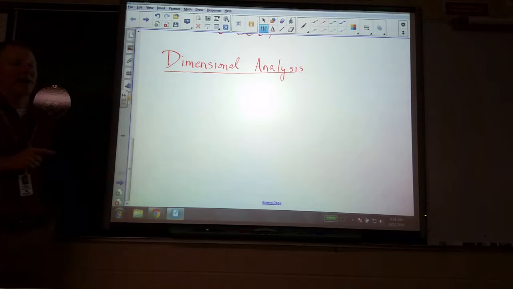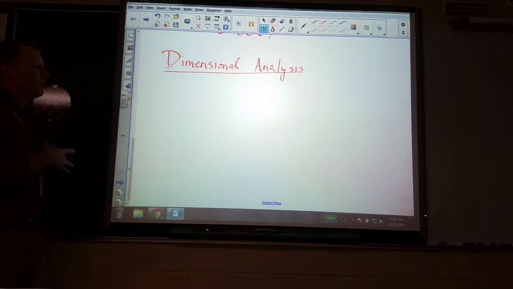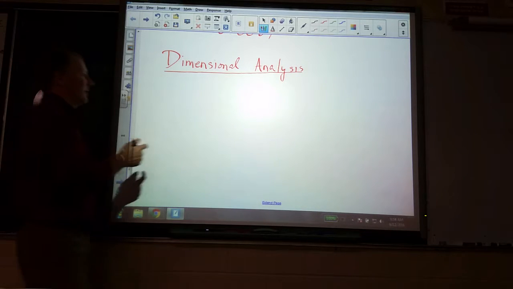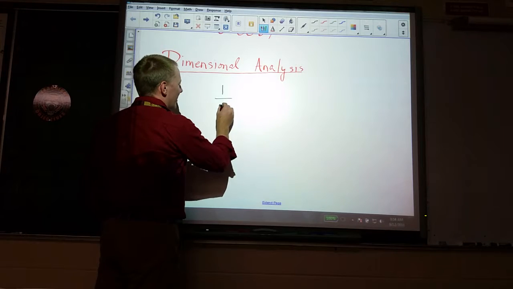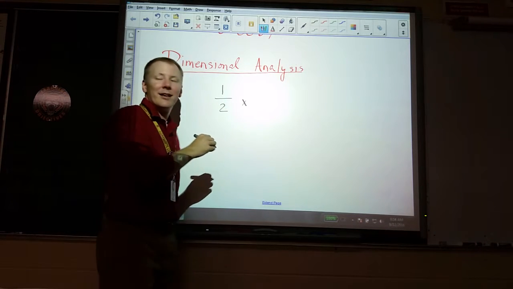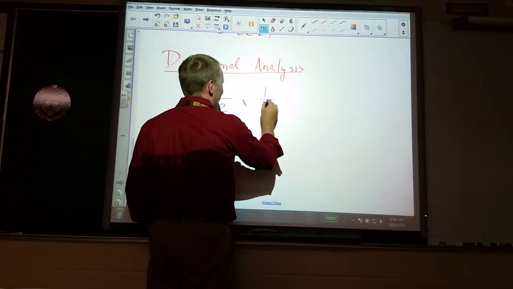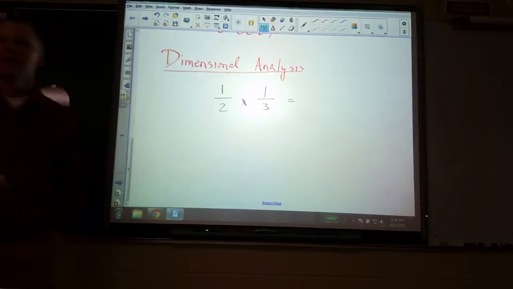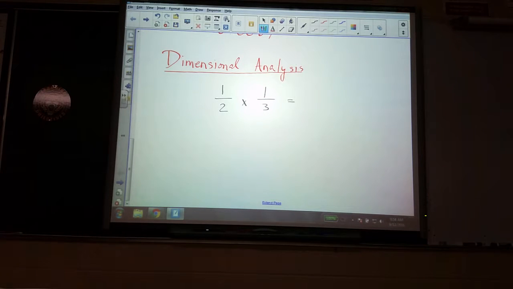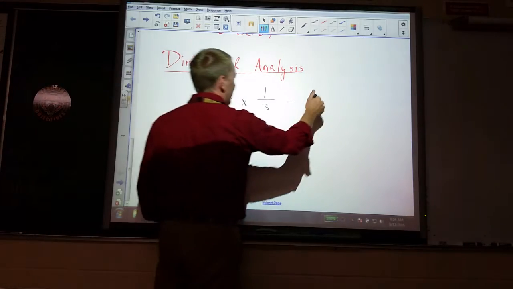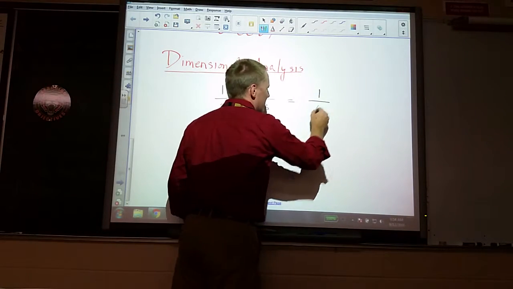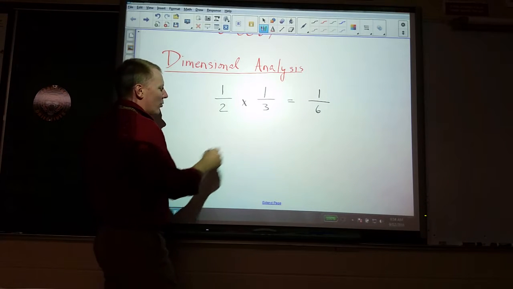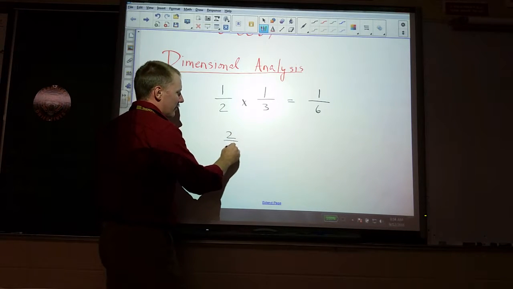But let's just go back and review some fraction rules, because they are applied here really, really often. So let's say that we have 1/2 times 1/3. Yes, we can use fractions for this particular thing. How do we determine what that's equal to? Just multiply across. 1 times 1 is 1. 2 times 3 is 6. Easy peasy.